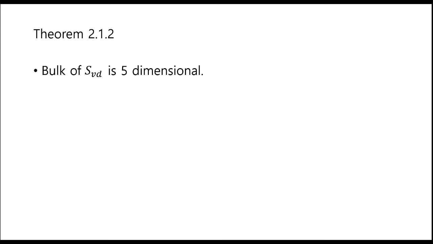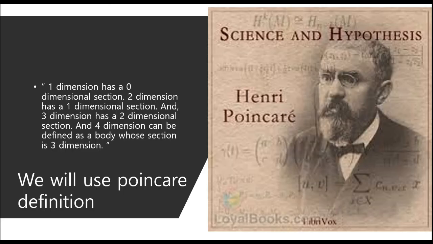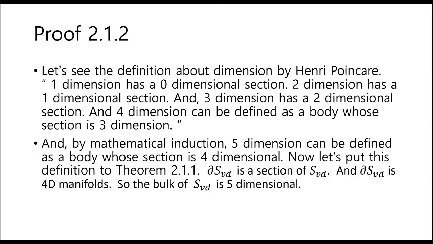Theorem 2.1.2: The bulk of S3D is 5-dimensional. We will use the Poincare definition. Let's see the definition of dimension by Henri Poincare. 1 dimension is a 0-dimensional section, 2 dimension is a 1-dimensional section, and 3 dimension is a 2-dimensional section, and 4 dimension can be defined as a body whose section is 3 dimension. And by mathematical induction, 5 dimension can be defined as a body whose section is 4 dimensional.